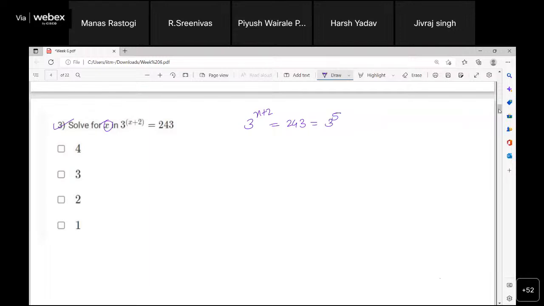Then I can take log on both sides, natural log. So it will be x plus 2 times ln of 3, and here it will be 5 ln of 3. So this will get cancelled. Now I can say x plus 2 equals 5, so x equals 3. So this is the answer. Any doubt in this part? Simply applying one property of log here. That's it.